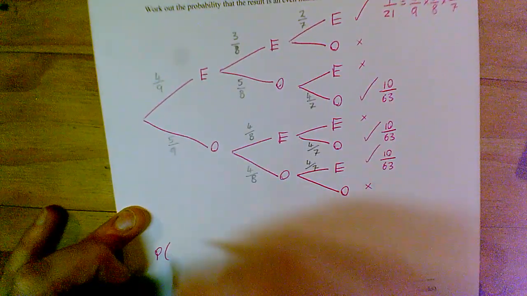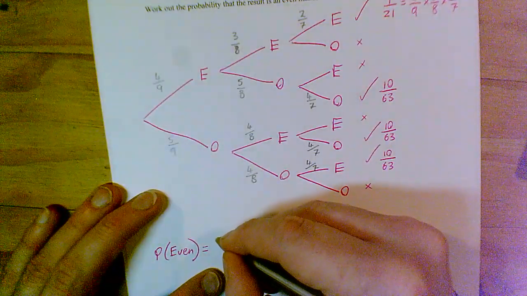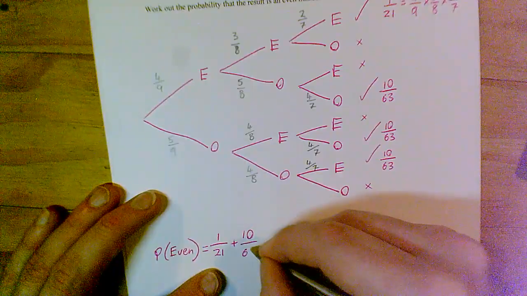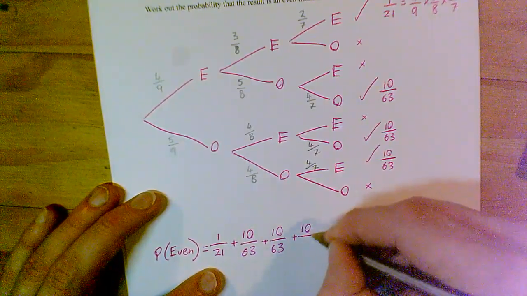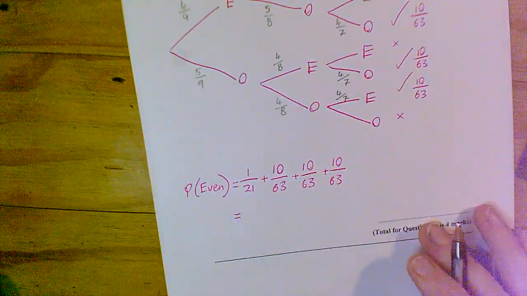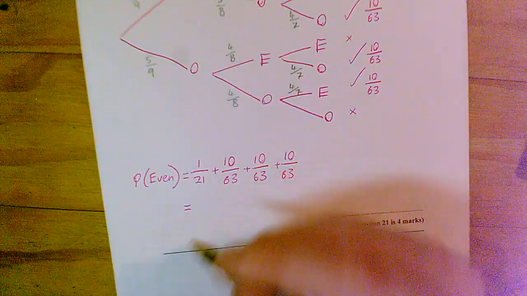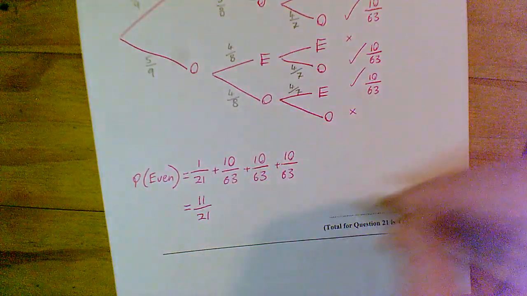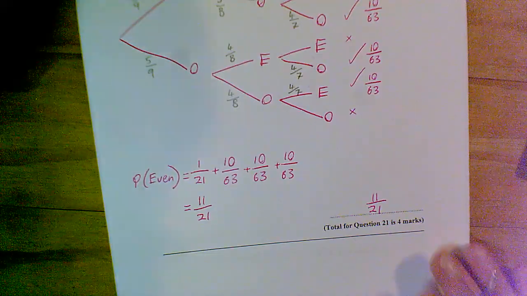So final bit. The probability that's even is, was it 1 out of 21 plus 10/63 plus 10/63 plus 10/63. Lots of different ways of doing this. However you did it, hopefully you'll have come through and got to the same answer if you did it correctly, which is 11 out of 21, or equivalent. So if you didn't simplify it down, that's also fine.